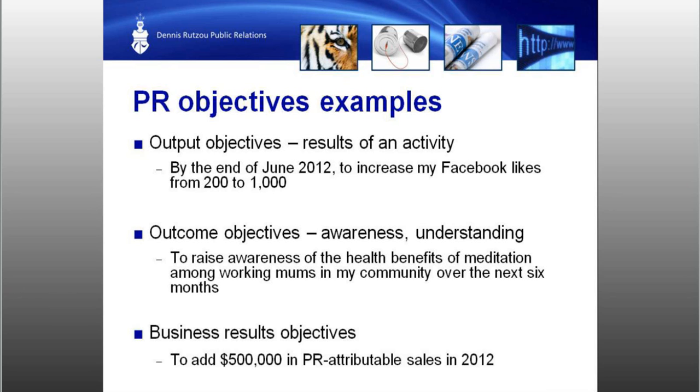Last but not least, objectives that are based on business results are, for example, to add $500,000 in PR attributable sales in 2012. Now, to be able to measure an objective like this, you need to have a very detailed sales process with leads that are qualified in terms of where they come from. And even then, someone may have read about your business in the newspaper, so through public relations, and then they decided to Google your business name.